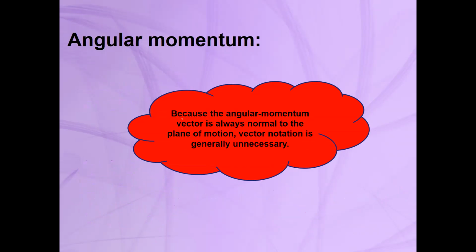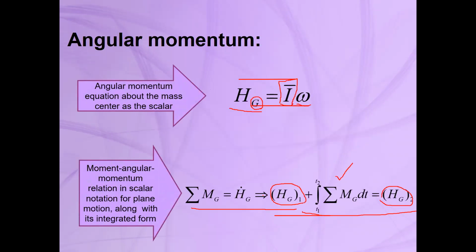Another point mentioned here is that because the angular momentum vector is always normal to the plane of motion, vector notation is generally unnecessary. So in the previous slide, we don't use the vector notation, because we know that the direction is always normal to the plane of motion. In the angular motion and angular momentum equation, it's not necessary to use the vector notation because there is only one direction.